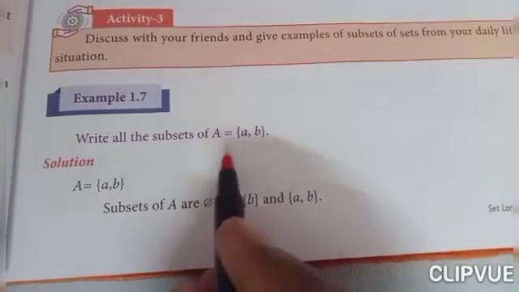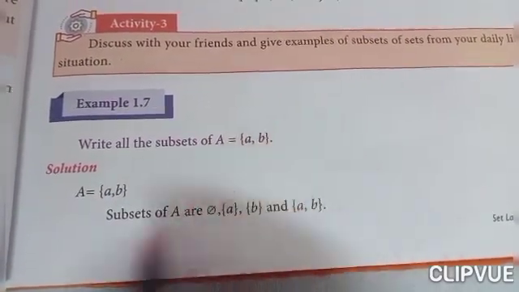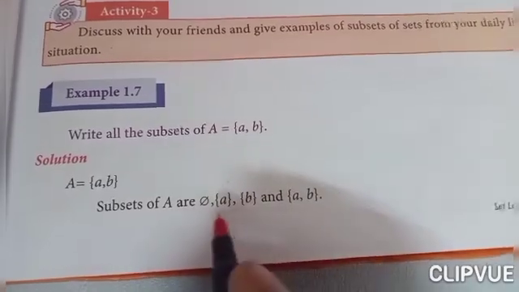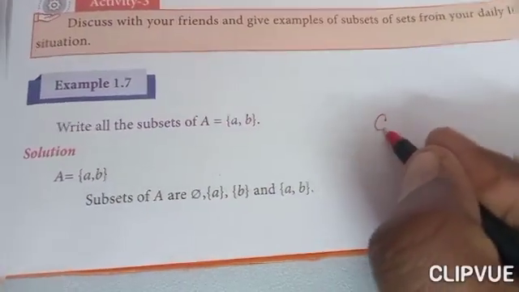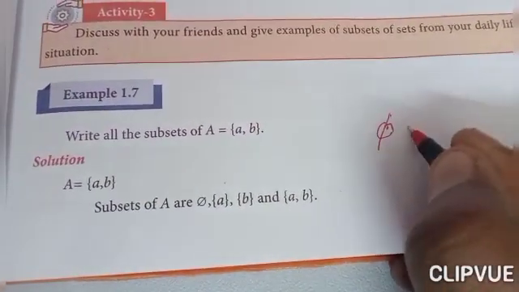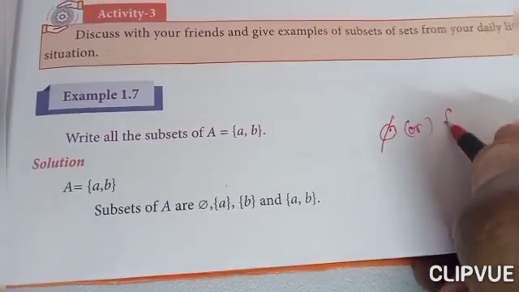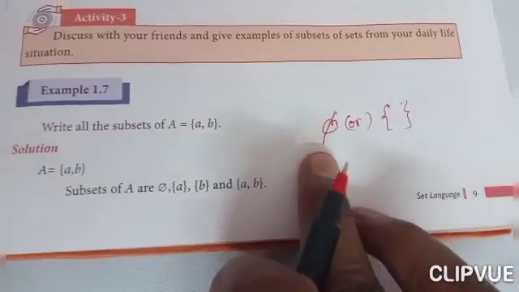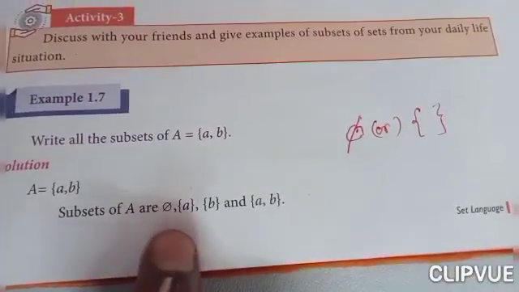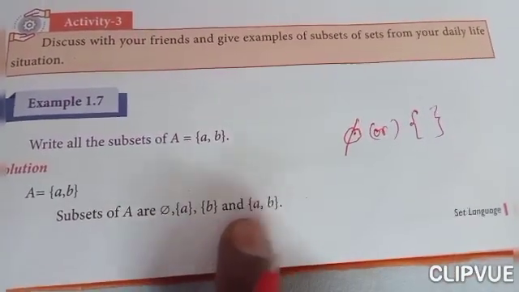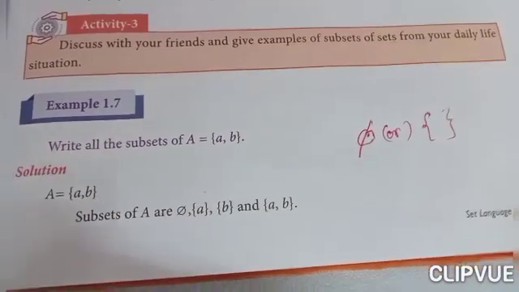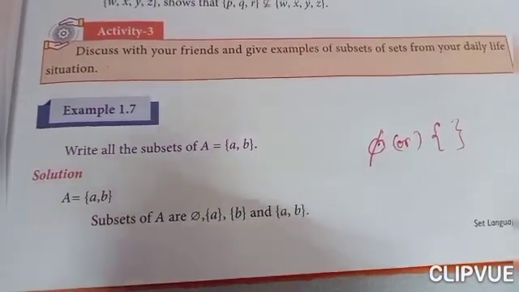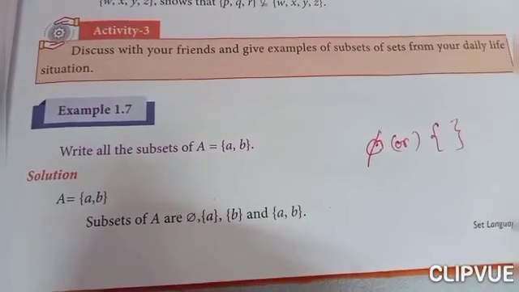They have given the set A equals a comma b, and we are going to write the subsets. Already I said this is another way of writing the null set; you can write any one. This also is the null set, and this also represents the null set. Null set, set A, set B, and a comma b. So this is the way we write the subsets when a set is given.